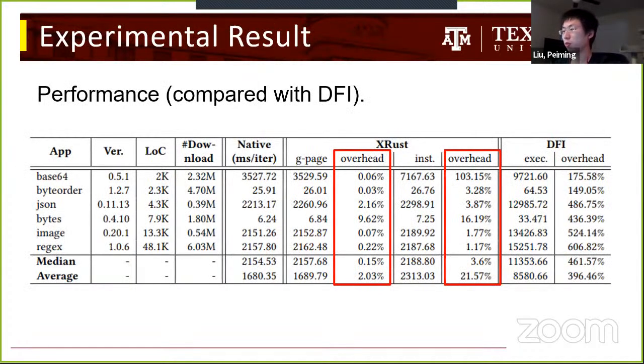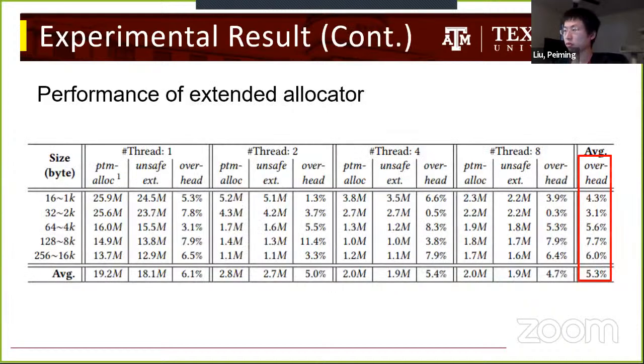In terms of performance, we compare our method with a complete solution, DFI, and our result shows that when using instrumentation, XRust only imposes about 3% overhead on median and about 20% overhead on average. When using guard pages, the overhead is negligible, less than 1% on median and about 2% on average. On the other hand, you can see DFI imposes more than 4 times slowdown on the target program.